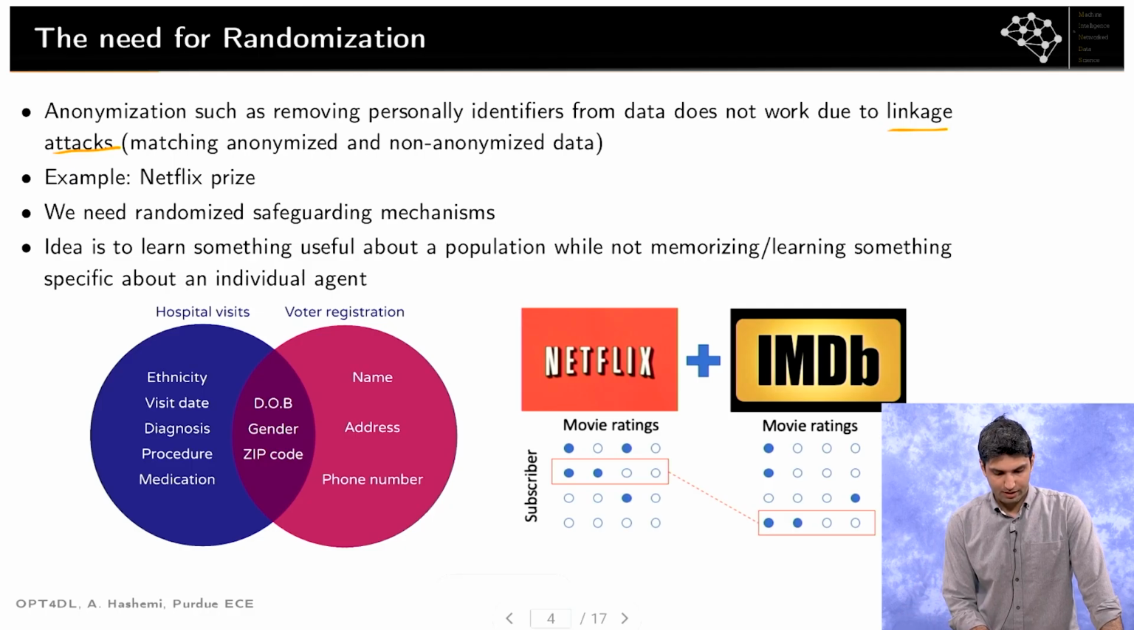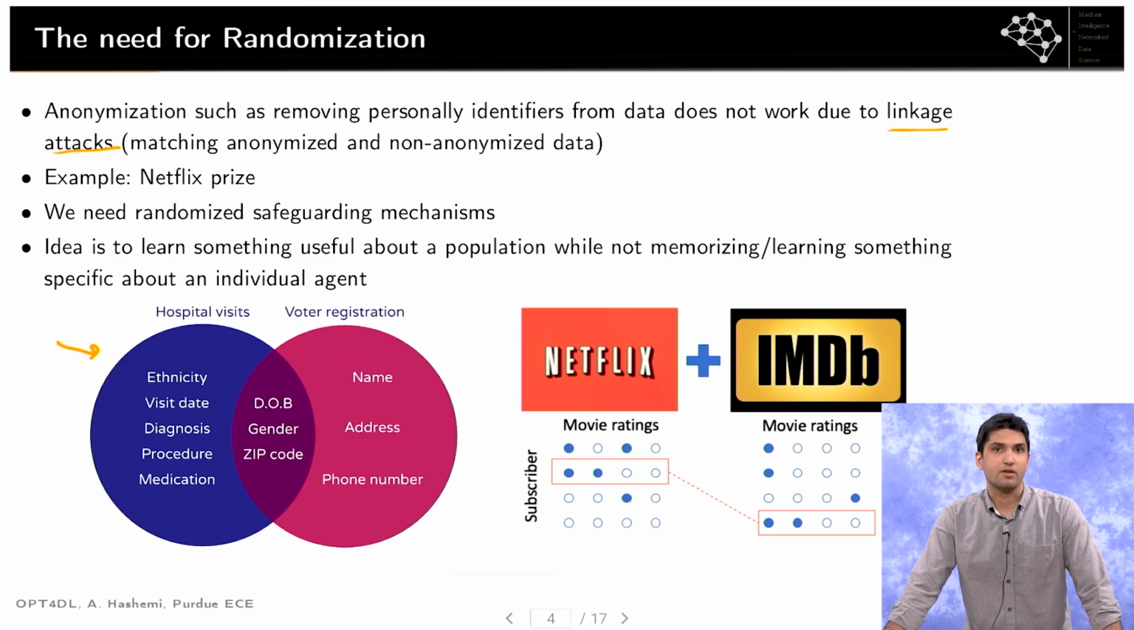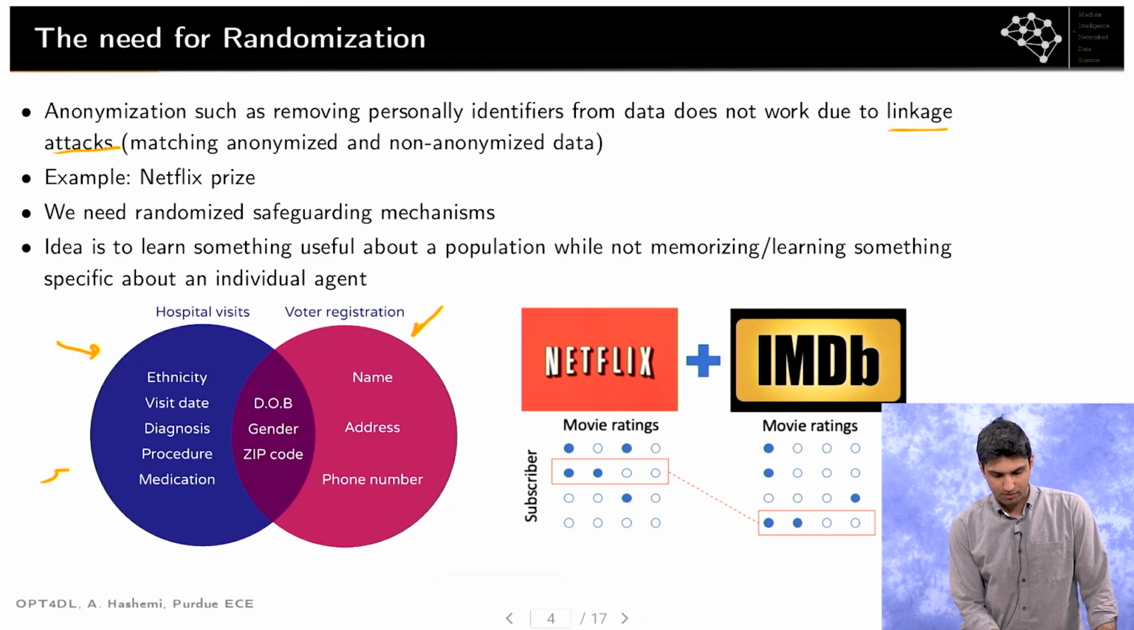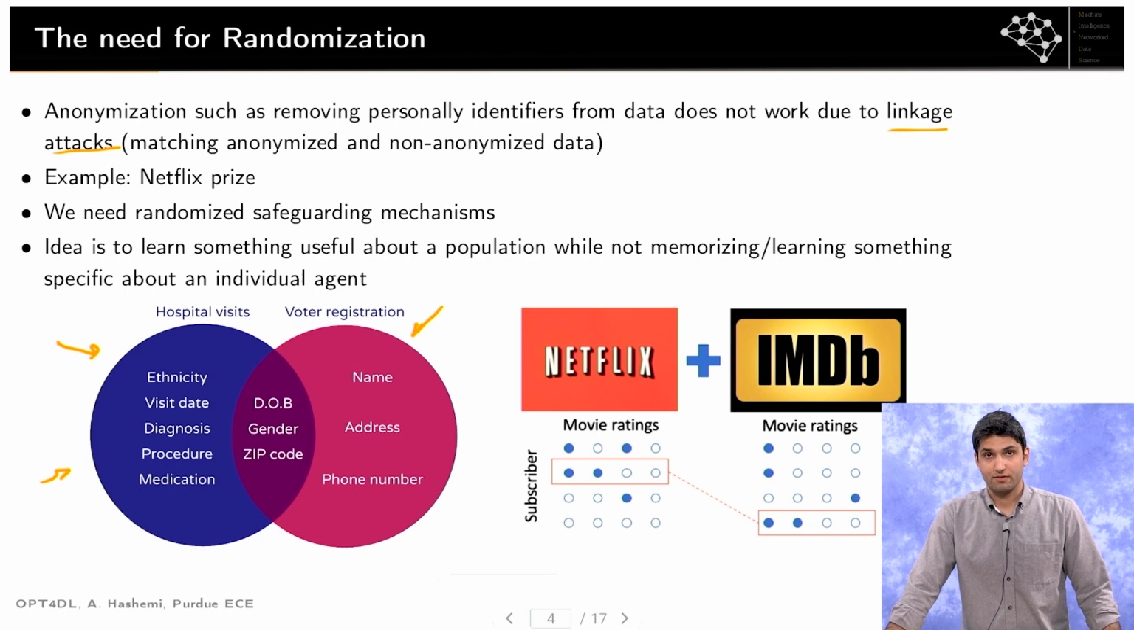For instance, let's say someone is doing research and they have data about the hospital visits of some patients. Obviously there is sensitive information here that they want to anonymize. Because they're doing research, they publish their outcomes and may also publish the anonymized data they used. However, there is also public information out there about voter registration, which is not anonymized. There are some features shared between these two datasets, for instance date of birth, gender, zip code, etc. So one can link these two and end up de-anonymizing the original, highly sensitive data.